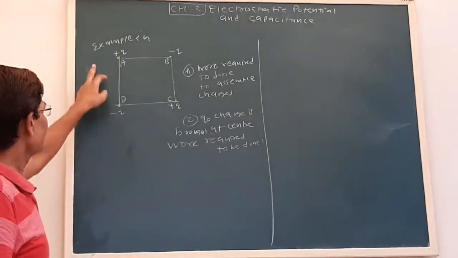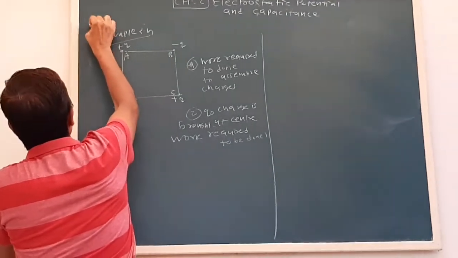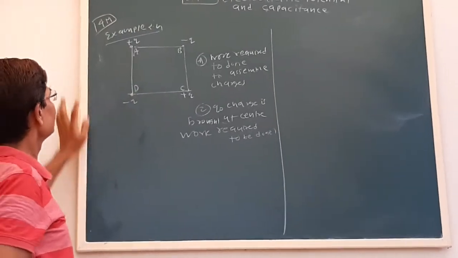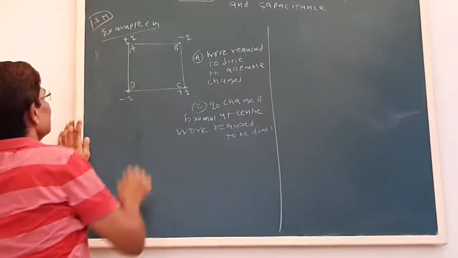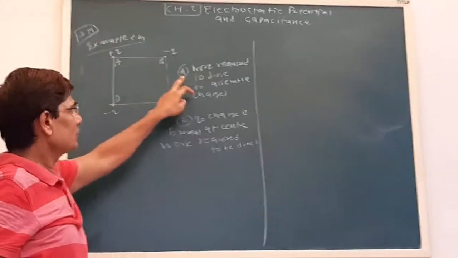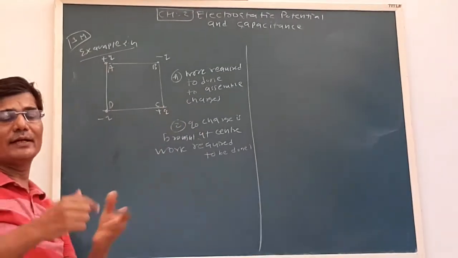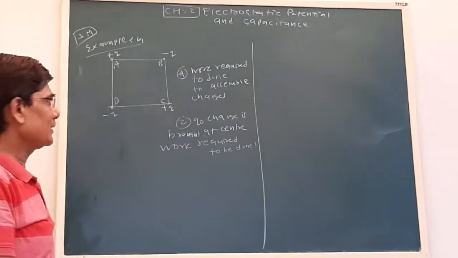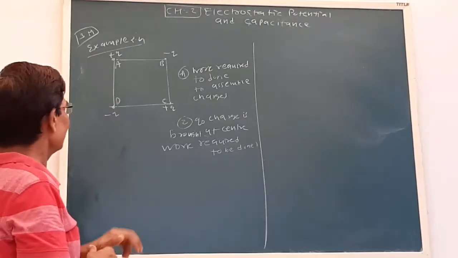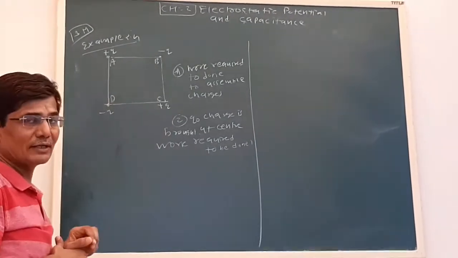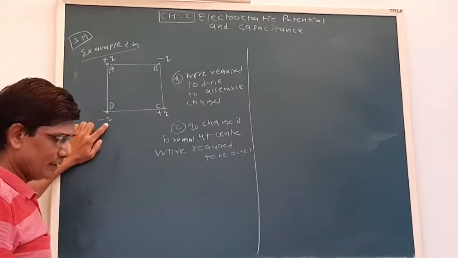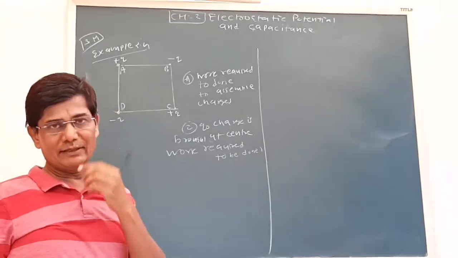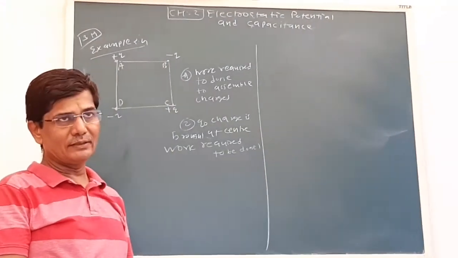Now see example 2.4, very important, it can be asked as a 4-mark question also, or a 3-mark question. Now see, first initially we assume there is no charge on the square, but we have to assemble these charges. Let us say first plus Q charge is brought at A, then minus Q charge at B, then plus Q charge at C, and minus Q charge at D.